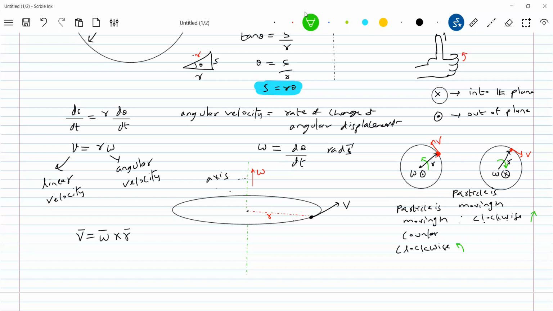Omega cross R. So put your fingers from towards omega, then curl towards r bar. The thumb will be along v bar. Curl it, all of you curl it once. You have to use the right hand screw rule. Take help of the right hand. Plane diagram, go for the right hand screw rule. 3D diagram, go for the vector notation.